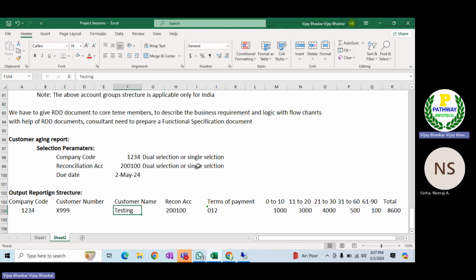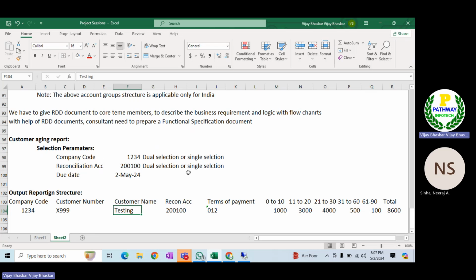Since it is going to be a customized program, the program name starts with Y or with Z, because for customized ones it starts with Y or else Z. In most cases, I'll put the name like this: Z customer aging. So now this is the reporting structure.